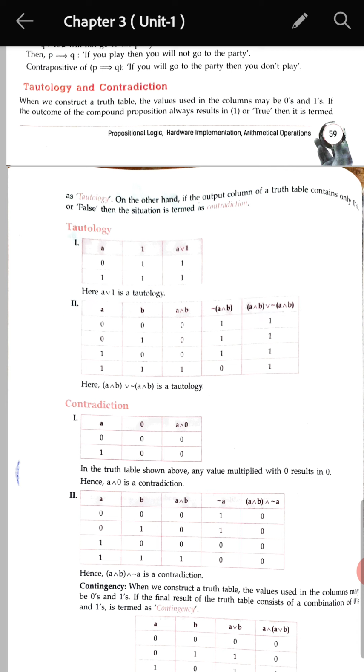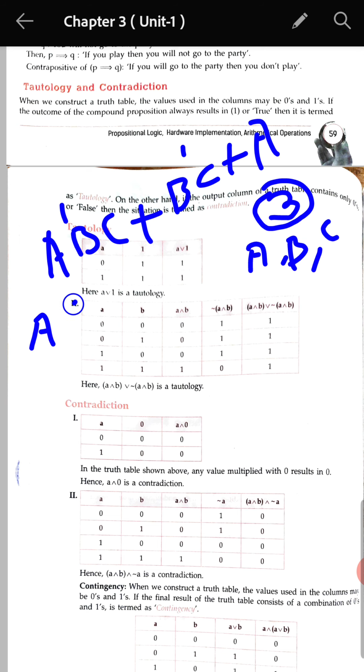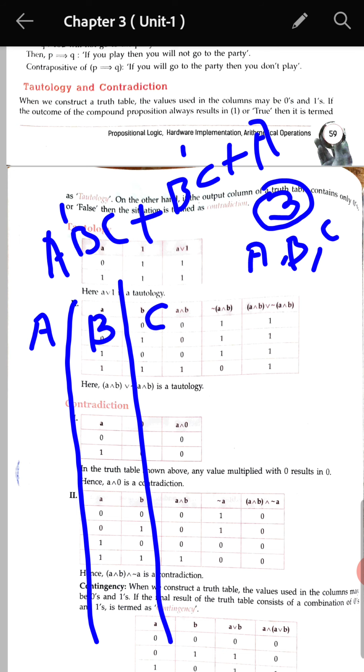Any equation comes, any expression comes, you have to deal with it. If I'm writing an expression like this, a dash b c plus b dash c plus a. This expression contains three variables, means a, b and c. Now what I have to do? I have to create a three variable truth table, means in this format a, b, c.